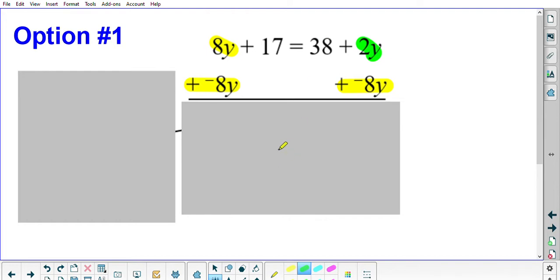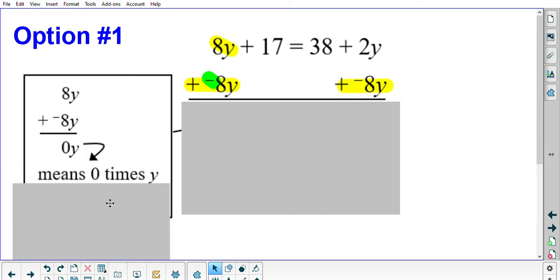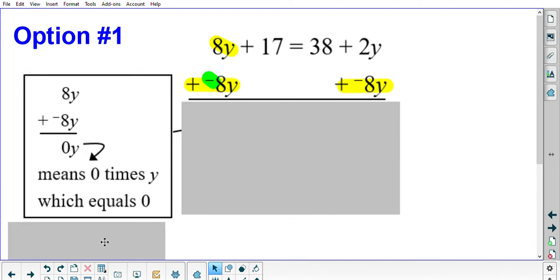Now, why does it help to add the opposite of 8y? Off to the side, I show you exactly what happens. 8y plus negative 8y gives you 0y. But what does 0y actually mean? It means 0 times y. Well, what is 0 times y? 0 times anything is 0.